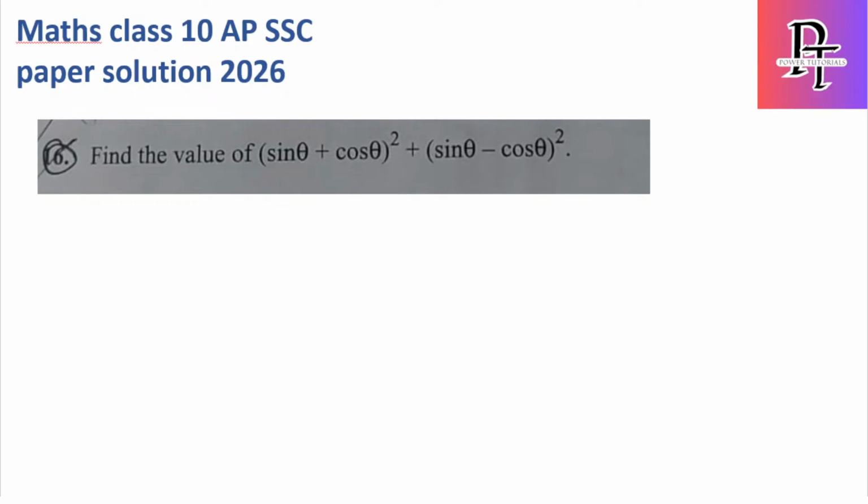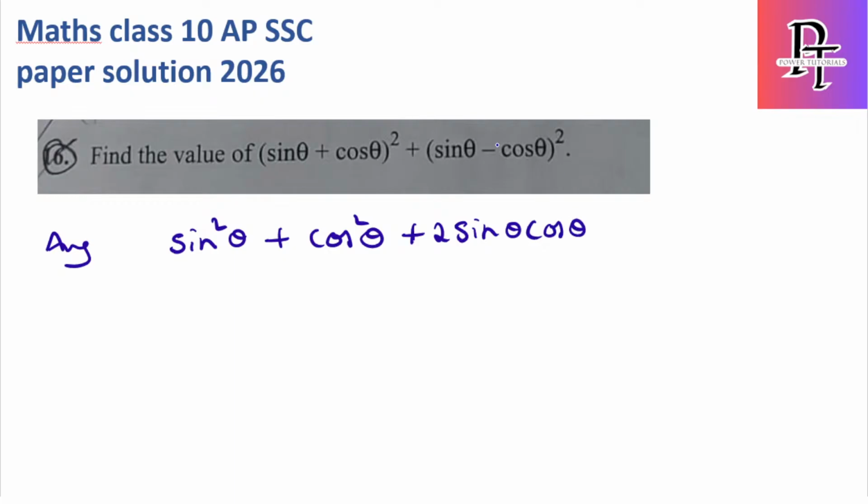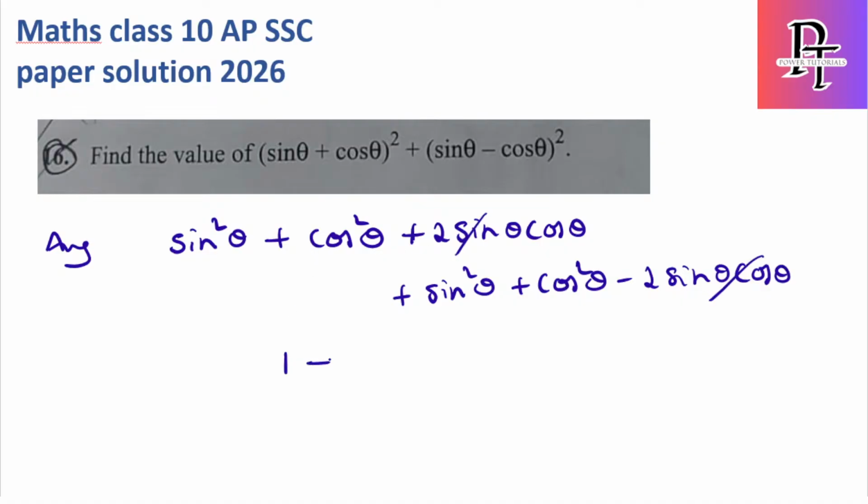The next one, 16th question: find the value of (sin theta plus cos theta) whole square plus (sin theta minus cos theta) whole square. What is (a plus b) whole square? a square plus b square plus 2ab. So just apply the same formula. Here it becomes sin square theta plus cos square theta plus 2 sin theta cos theta. And what is (a minus b) whole square? a square plus b square minus 2ab. So this becomes sin square theta plus cos square theta minus 2 sin theta cos theta. So these two get cancelled out. What is sin square theta plus cos square theta? The value is 1, as per the first identity, and this is also 1. So 1 plus 1, the final answer is 2.